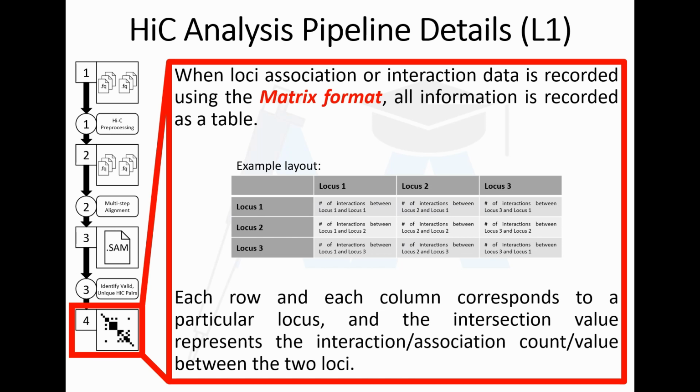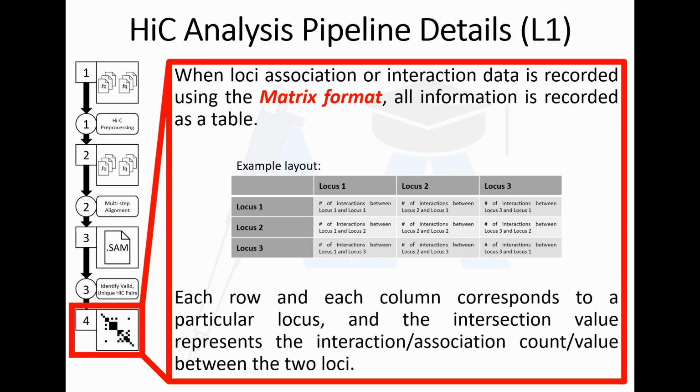The matrix format, on the other hand, records all association values, zeros included. With the matrix format, all information is recorded as a table with each row and each column corresponding to a particular locus, and each cell within the body of the table representing the interaction/association count/value between the loci which correspond to that cell's row and column. An example of this can be seen here.